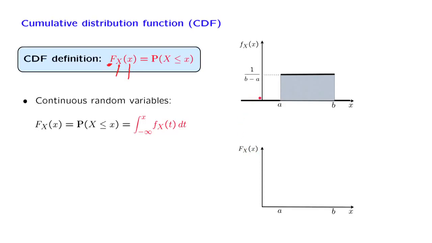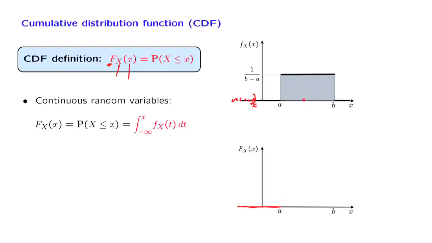If little x falls somewhere here to the left of a, and we ask for the probability that our random variable takes values in this interval, then this probability will be 0 because all of the probability of this uniform is between a and b. Therefore, the CDF is going to be 0 for values of x less than or equal to a.